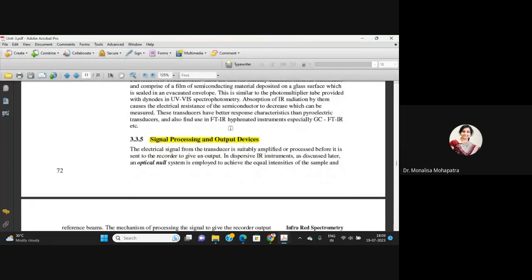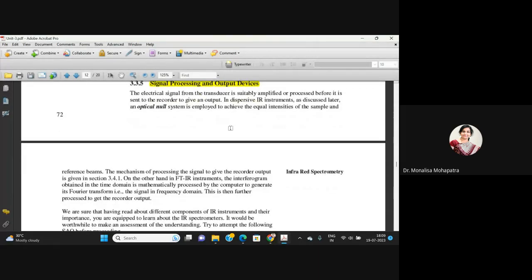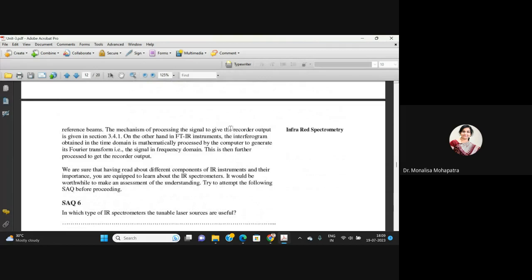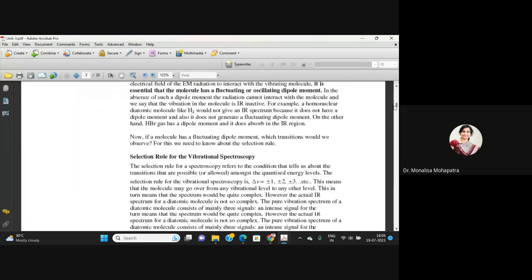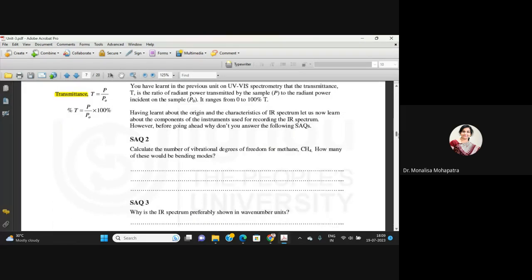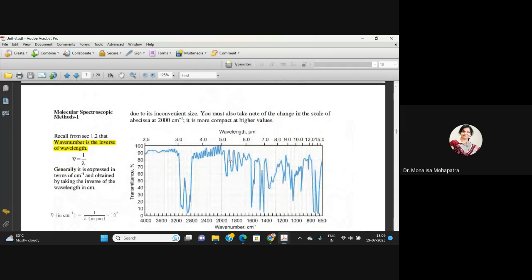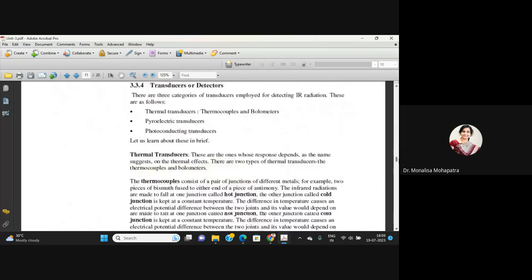Then you will have a signal processing unit or output device, through which you are going to get the spectrum which I was showing you in the first few slides. Here it was there. Then you are going to get this kind of spectrum where your y-axis is transmittance and your x-axis is your wave number. Okay, so this is the thing.